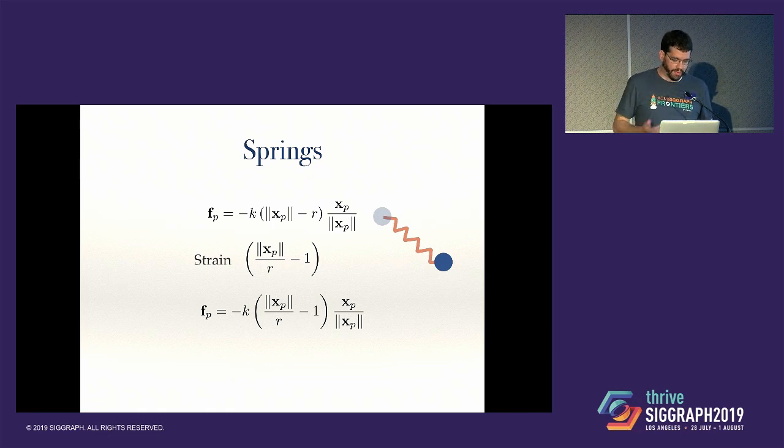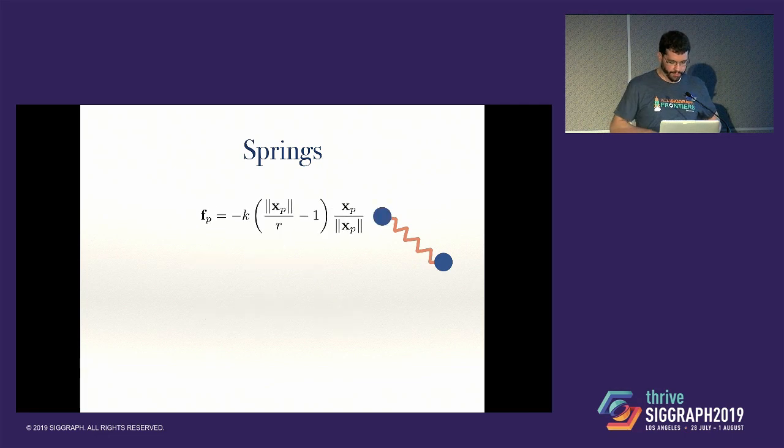And so when we rewrite our formula for the force, we get something that's simply k, which is a user-specified stiffness, times a strain metric that tells us how much our spring has either been stretched or pushed together, times the direction that the particle should move to change the length of the spring. So we have that formula.